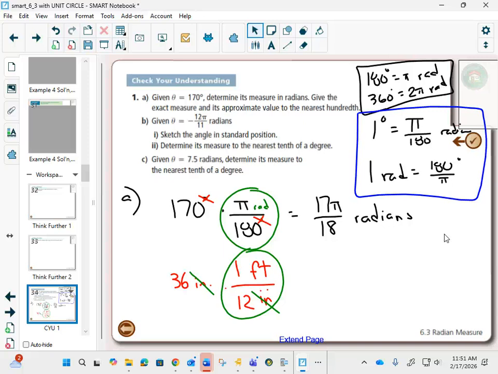Yes, can you show us an example when you use 180 over pi? Sure. Part B, when we get there. Because we're going to change the radians to degrees.